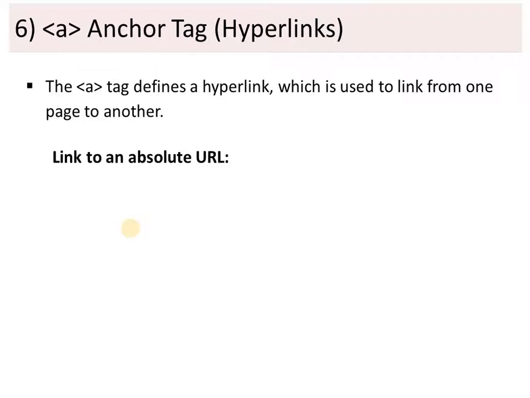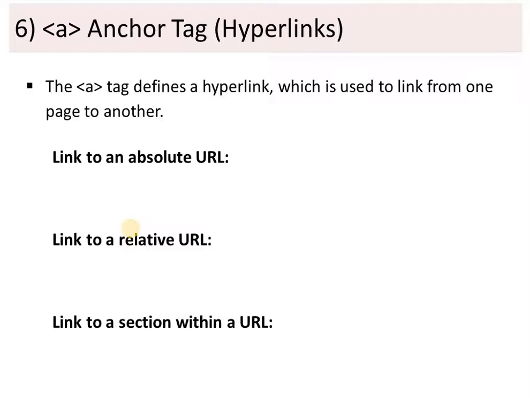Okay, now we can specify a link to a URL in 3 ways. That is absolute URL, the other is relative, and the third one is a section within a URL.